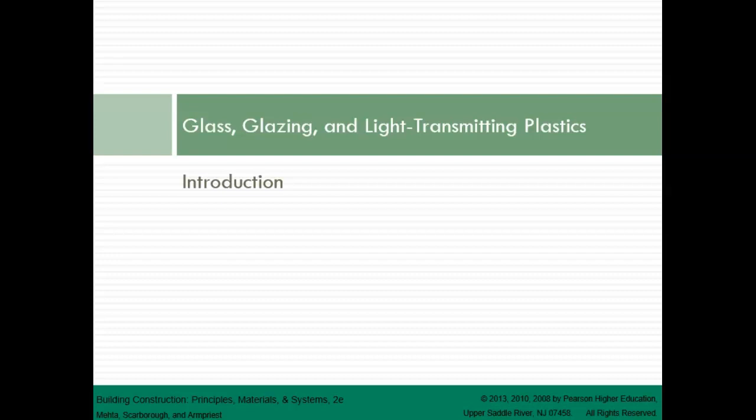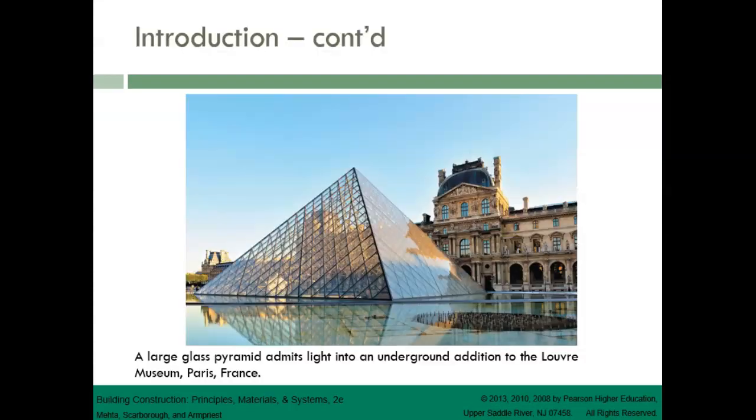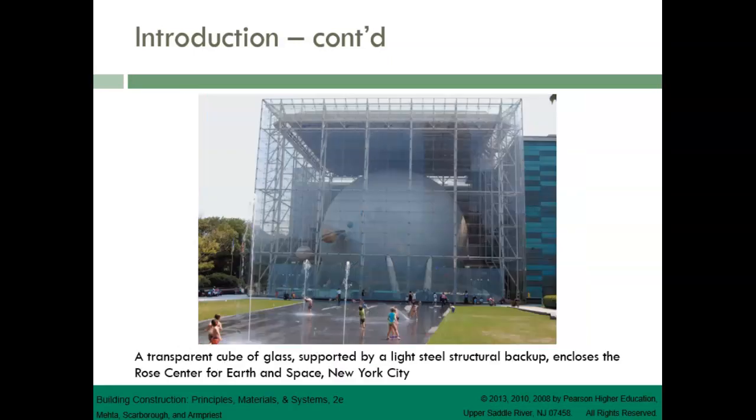In this chapter, the modern process of manufacturing glass, as well as its various types and their properties, are described. Also discussed are light transmitting plastics, which are sometimes used in lieu of glass. This large glass pyramid emits light into an underground addition to the Louvre Museum in Paris, France. A transparent cube of glass supported by light steel structural backup encloses the Rose Center for Earth and Space in New York City.